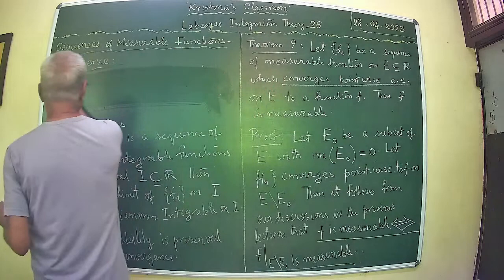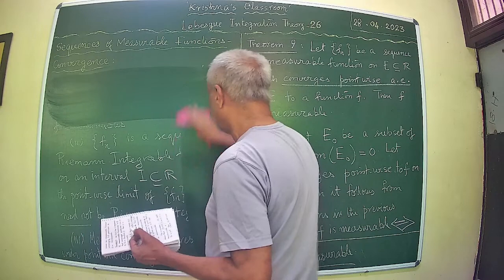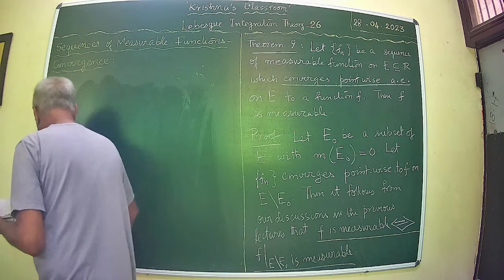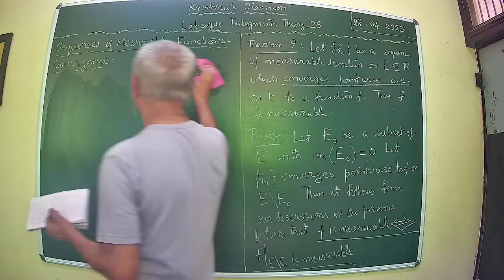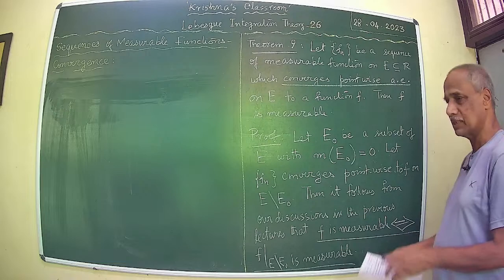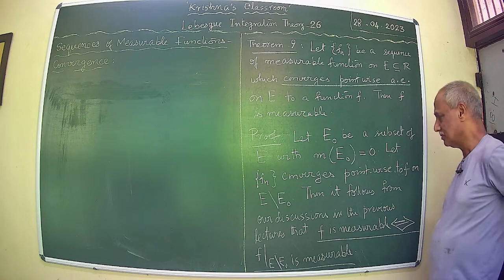And because of this, we will consider the problem with Fn converging pointwise to F on the entire set. In fact, all that we want to prove is that F restricted to E slash E naught is a measurable function, okay, right? So let us do that.